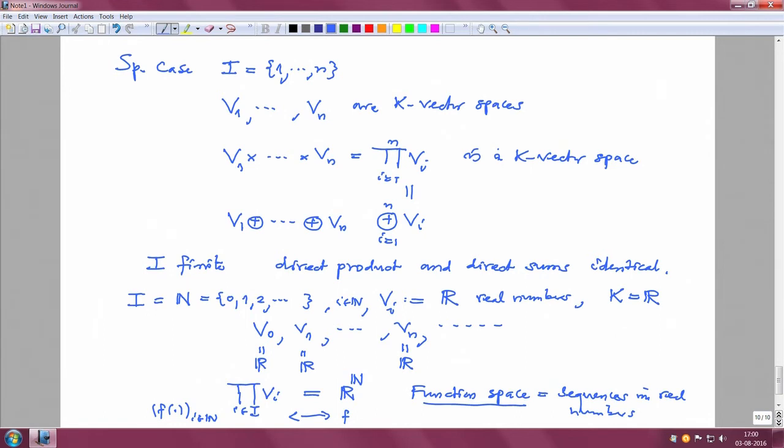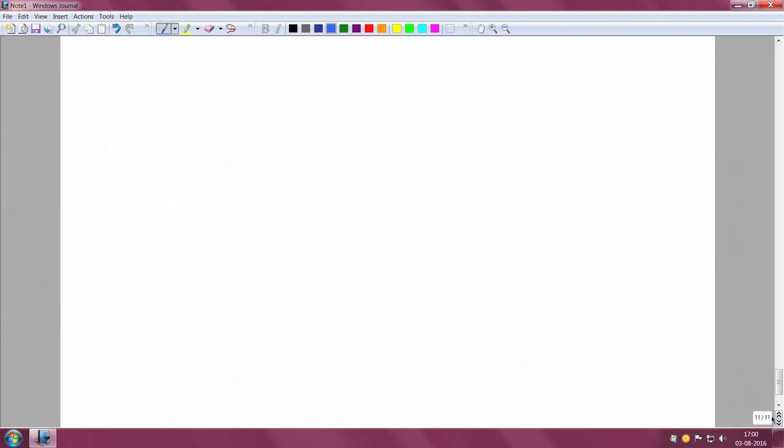So, elements are precisely the functions, and functions from N to R are precisely the sequences in R. Each sequence in R is x_n, where the x_n are real numbers. So you can think of them as functions x, where the value of x at n is x_n. And there is nothing special about this one.